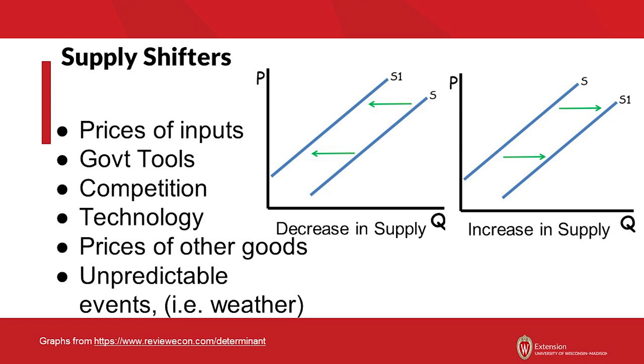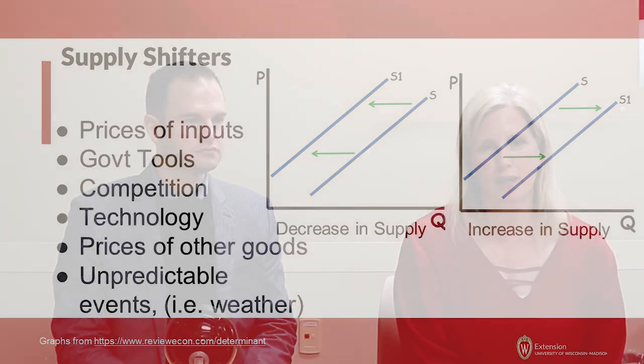technology. We don't have any new technology that's going to allow us to increase the amount of bushels per acre that we would receive from corn. And then the prices of those other products or weather types of things. So those are the typical ones we look at. So when we're looking at those outlooks, we kind of go through each one of those supply shifters.